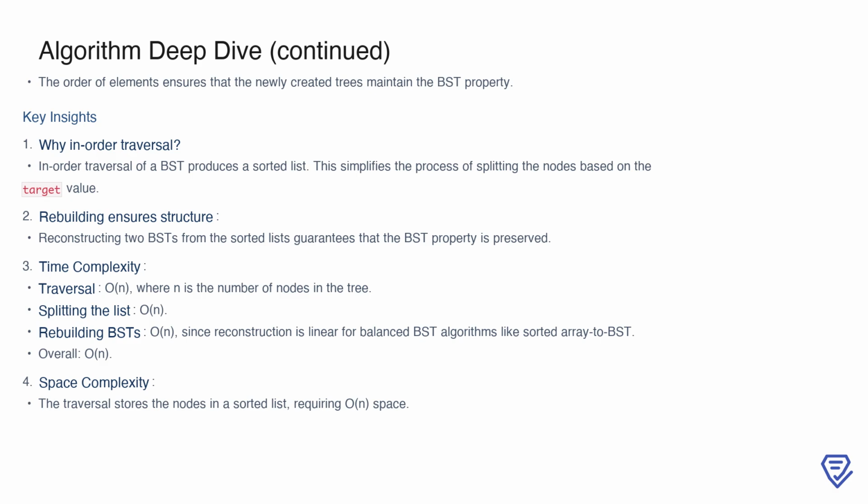Let's consider the time complexity of this approach. The in-order traversal takes O(n) time, where n is the number of nodes in the tree. Splitting the sorted list also takes O(n), and reconstructing the two BSTs from the lists requires another O(n). Therefore, the overall time complexity of this method is O(n). As for space complexity, the traversal requires storing all nodes in a sorted list, which uses O(n) space in memory.